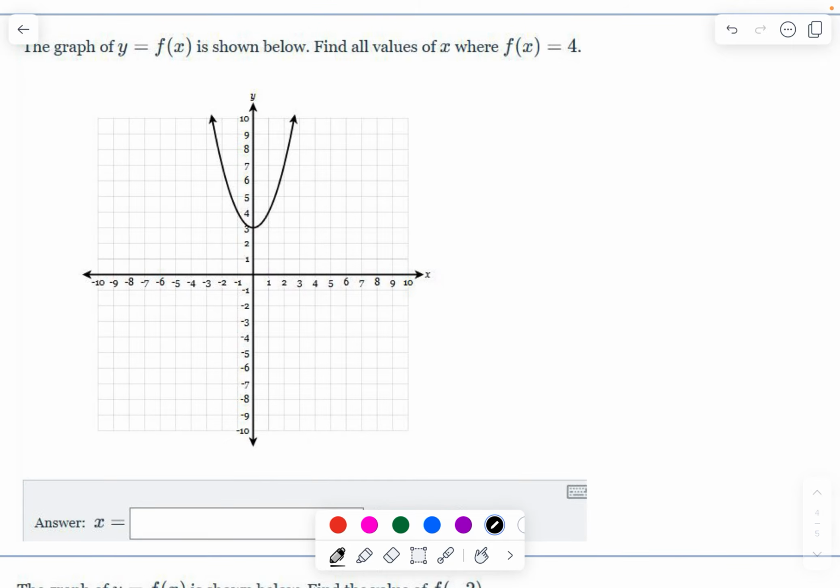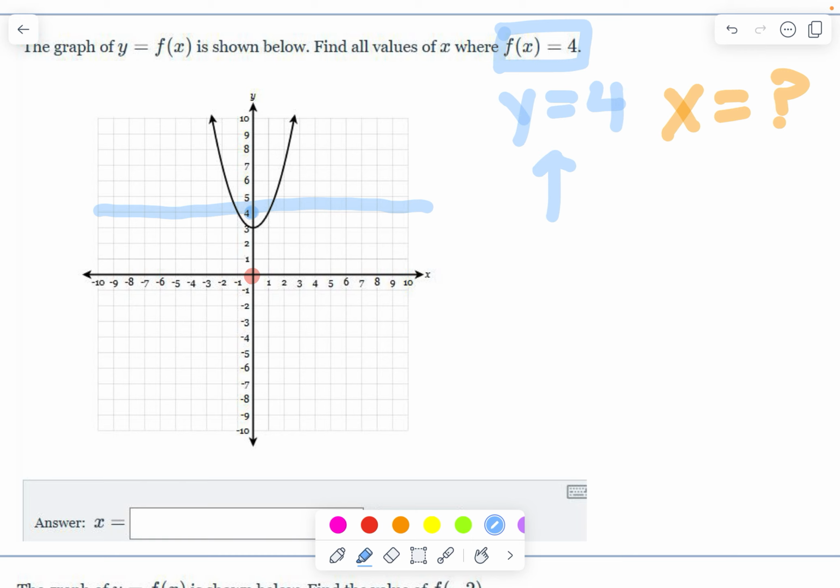Okay, here's another example. Here's our graph. This one is looking like a U. Here, this says to find all values of x for where f of x is equal to 4. Again, when y is 4, what is x going to be? When our output is 4, what is x going to be? Starting at the origin, 0, 0. Since y is positive 4, we're going to go up 4 units, 1, 2, 3, 4, right here, and go horizontally.